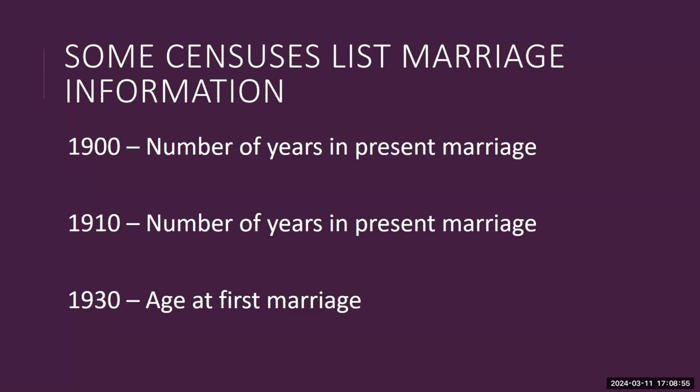If you don't find the marriage you're looking for in the Vital Records Index, some censuses provide details about marriages. For the time frame we're looking at, 1877 through 1935, these 3 census years list important marriage information. 1900 and 1910 list the number of years of the present marriage, and 1930 lists the age at first marriage.